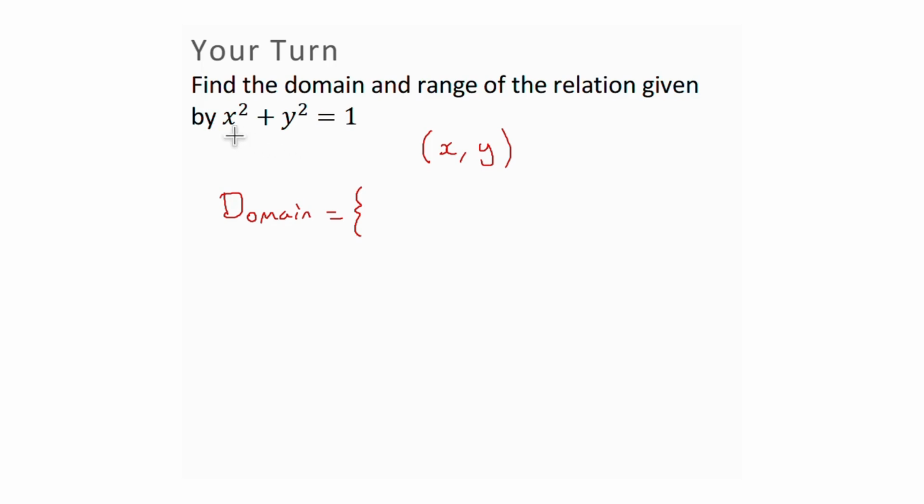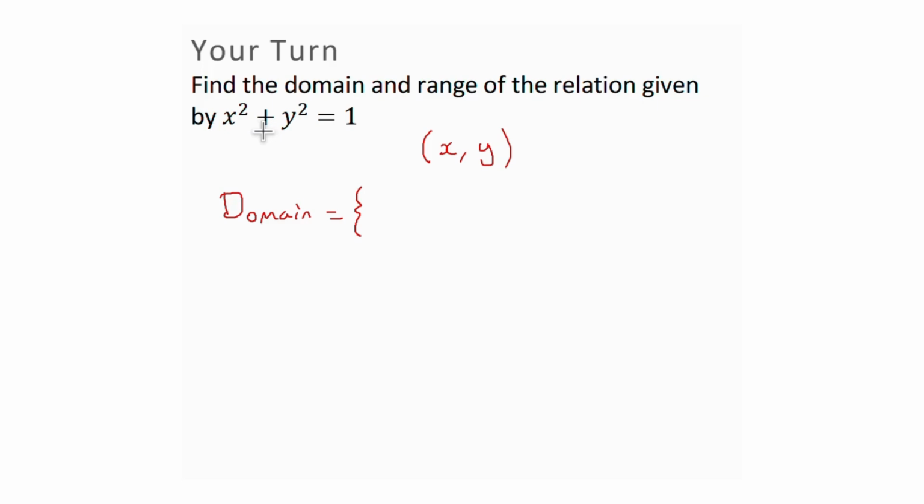So let's think about it. What could x be? Well, x, whatever it is, when we square it is going to be positive. So this number here is going to be positive. Similarly, y squared is going to be positive. So this is the sum of two positive numbers that's going to make 1. Because neither of these can be negative, means neither of these numbers can be bigger than 1. So x cannot be bigger than 1.